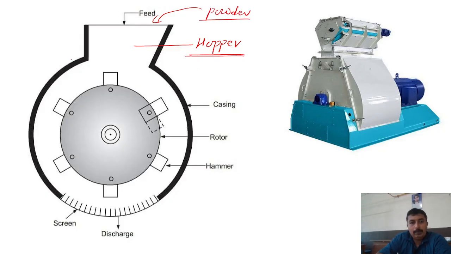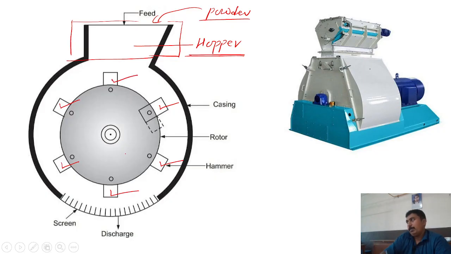And you can see the shape of the hopper. This is the hopper. The shape of the hopper is funnel shape. Hopper is a funnel shaped part or provision in the hammer mill, which helps in the loading of powder material. Later on, the next major part of the hammer mill is the grinding mechanism. You can see here, these are the hammers. So hammers are actually responsible for grinding of the powder material.